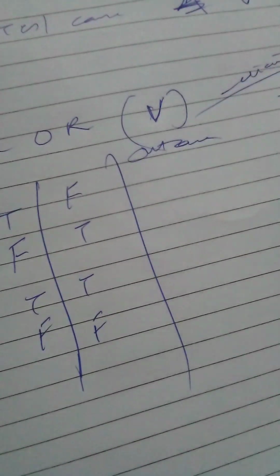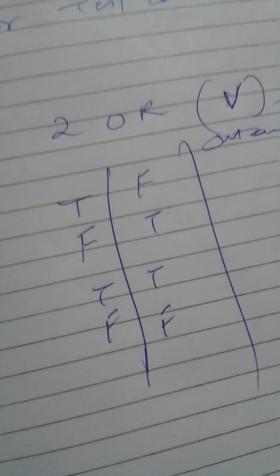So for your OR, true, false would be true. False, true would be true. True, true would be false. False, false, it's the same, right? It's the same. Therefore it is false.